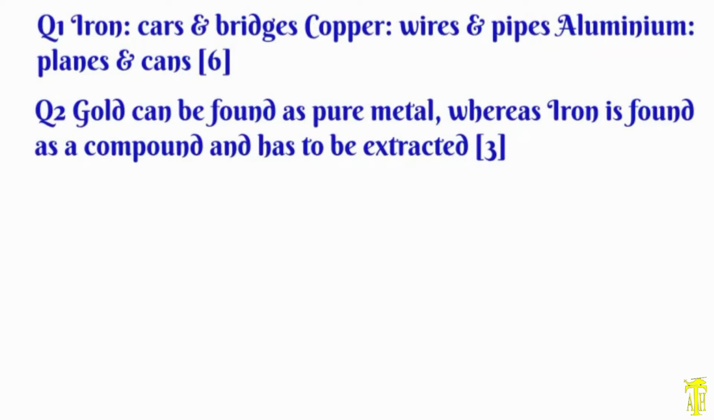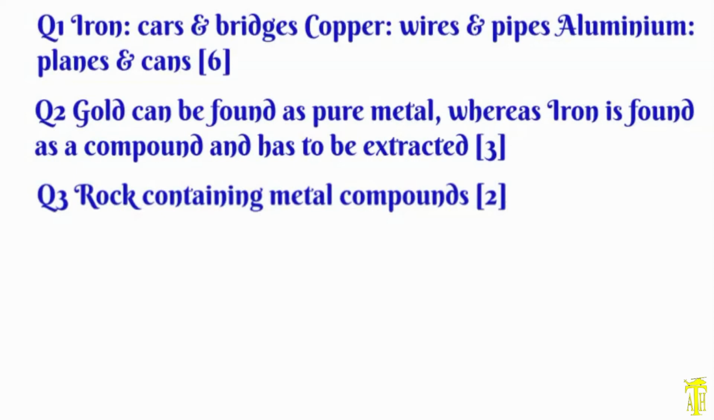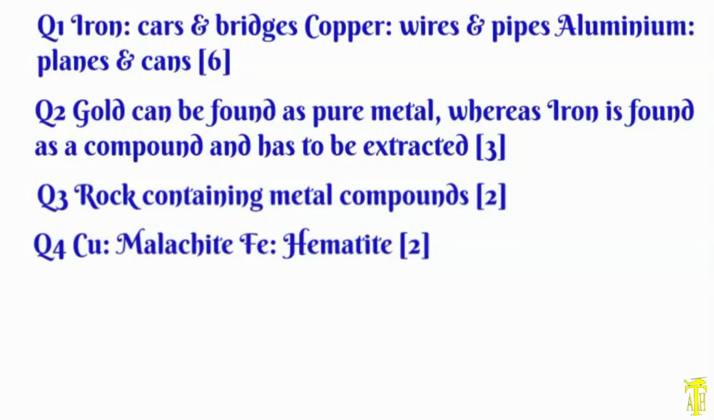Question 3. What is meant by the term ore? Well, an ore is a rock that contains metal compounds, so 2 marks if it was specific. Question 4. What's the name of copper ore and iron ore? So copper ore is malachite and iron ore is hematite.